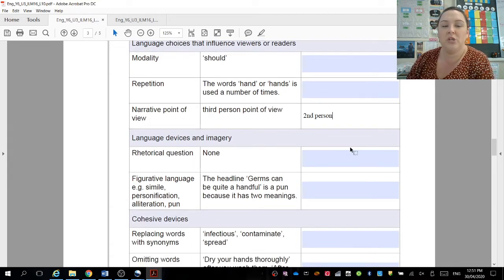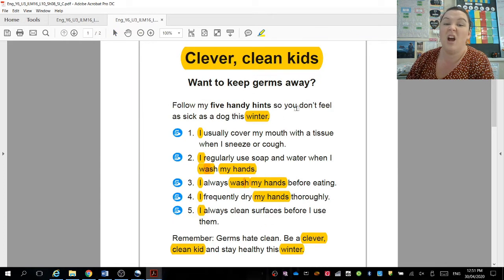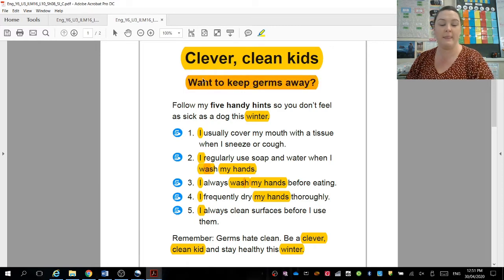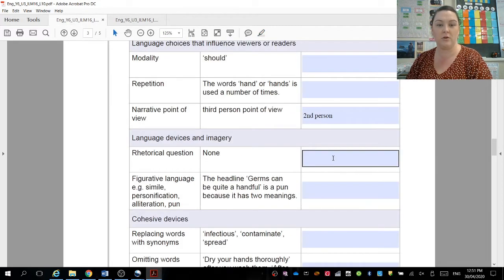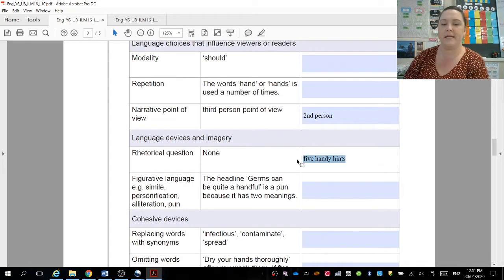Language, rhetorical question. Is there a rhetorical question within this advertisement? I just read one out. Boom, there she goes. "Want to keep germs away?" That's a rhetorical question.